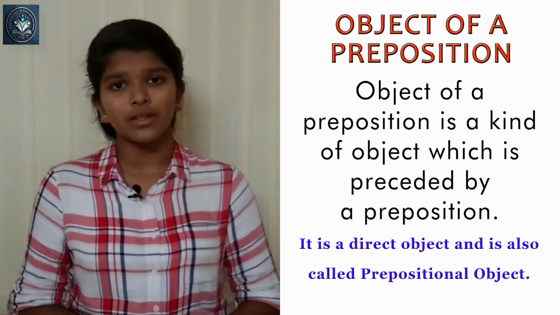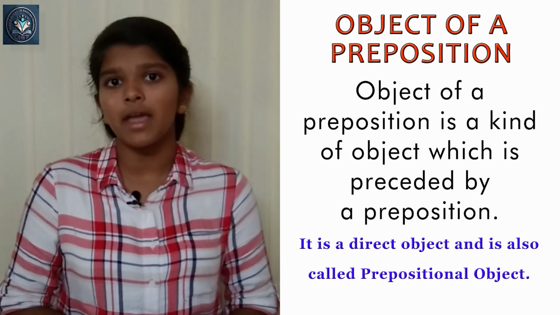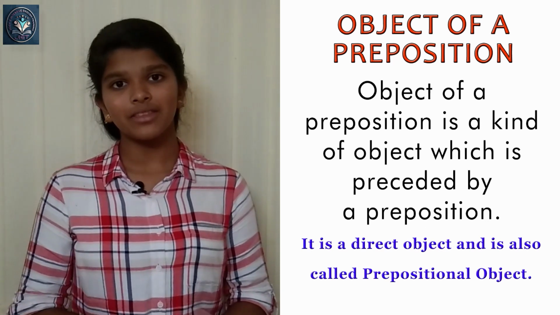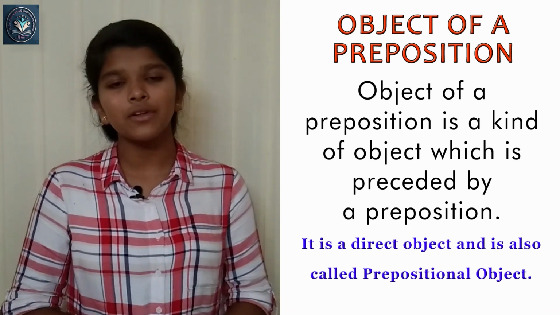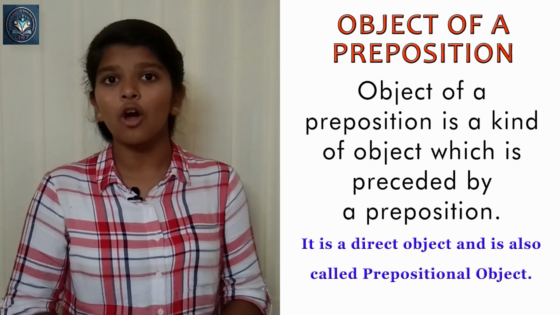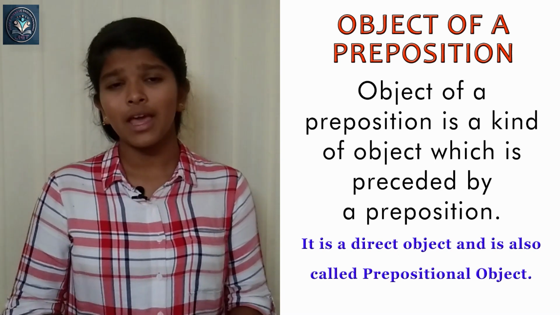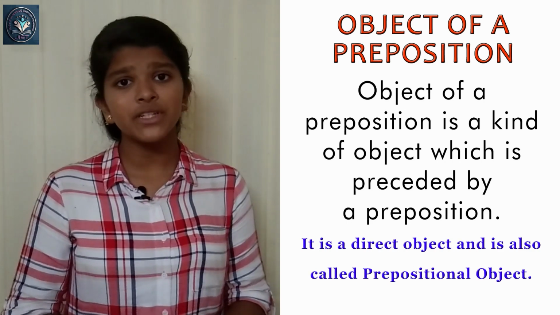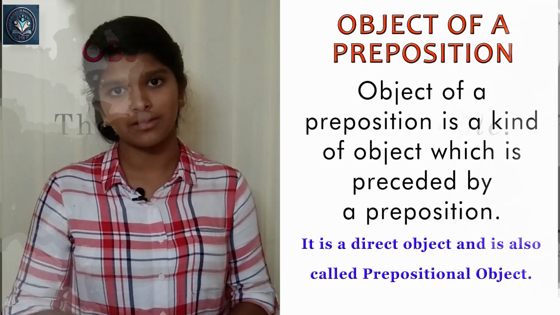Object of a preposition is a kind of object which is preceded by a preposition. In other words, a noun or a pronoun that comes after a preposition is an object which is governed by a preposition, and it is called object of a preposition or a prepositional object.